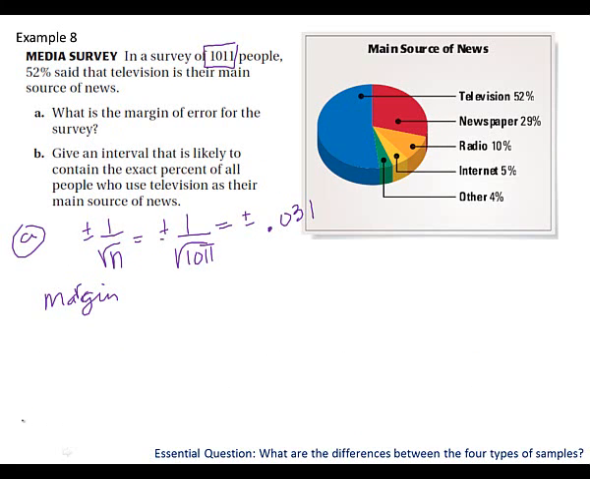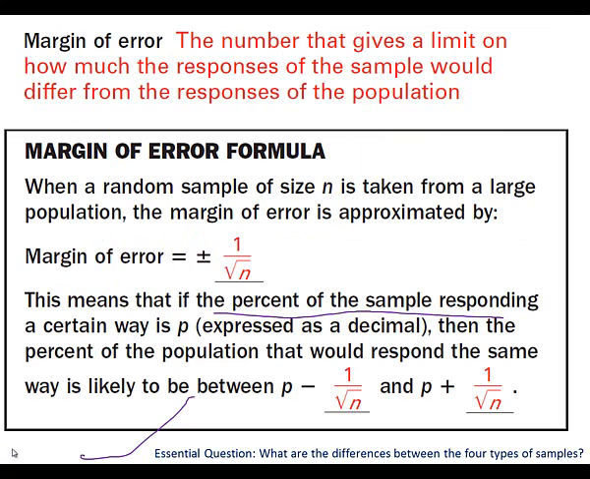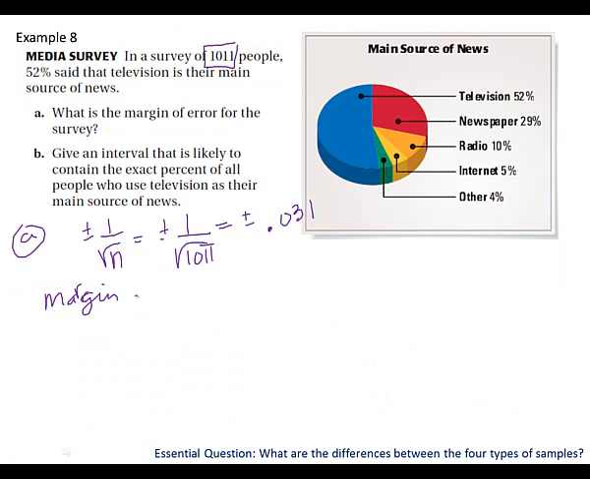If you go back, it says it is expressed as a decimal. So p is a decimal, so you're going to do your calculation in decimal and convert it to percent is what they're saying. Okay? Alright, so margin of error for the survey is about 3.1%. And remember, the smaller that number is, the better, right?